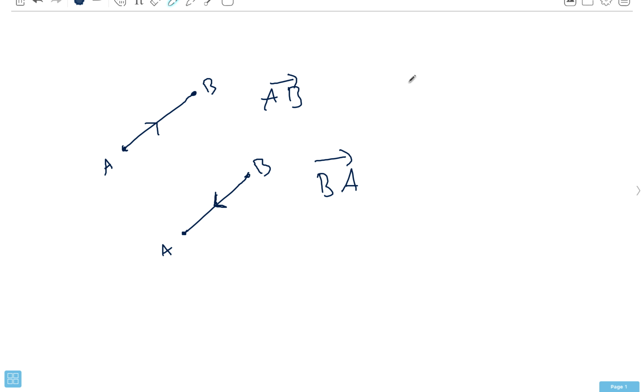And also remember that mod AB is the length of AB, and mod BA is the length of BA. However, since only the direction has changed, these two bound vectors have the same length.